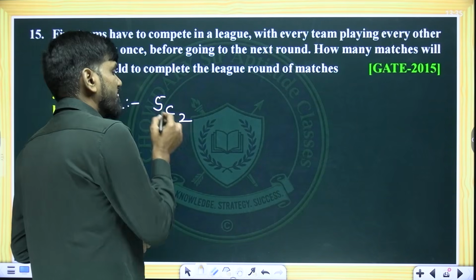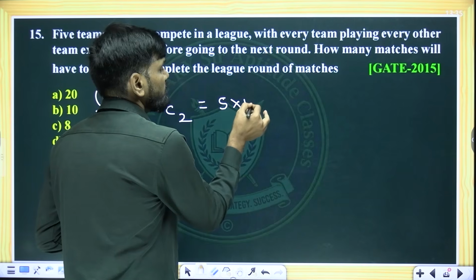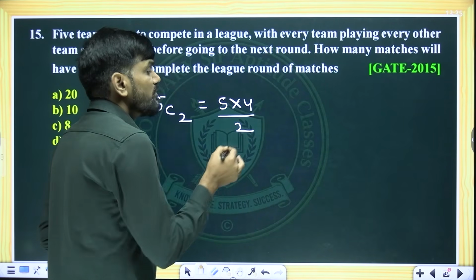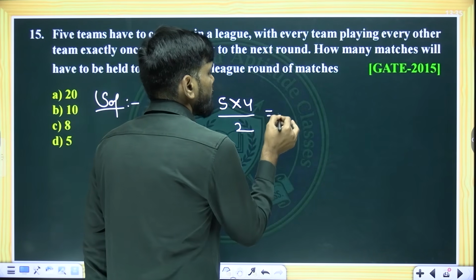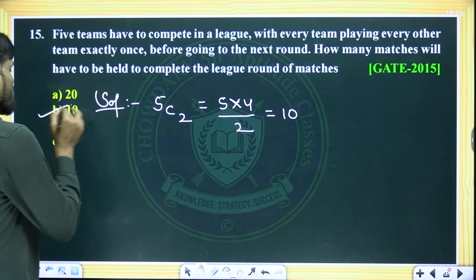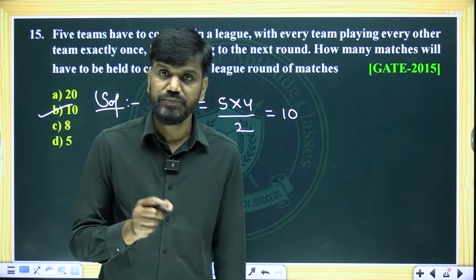That's why the total number of matches is nothing but 5C2. 5C2 is nothing but 5 into 4 by 2. Like handshakes: for a handshake, you need 2 people; for a match, you need 2 teams. This gives you how much, dear? 10. Hence, the total number of matches that have happened is 10. Hence, it should be option B.